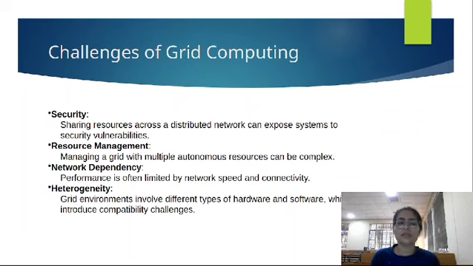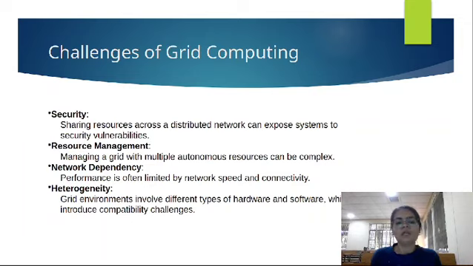Challenges: the challenges are 4. The first one is security. Sharing resources across a distributed network can expose the system to security vulnerabilities. Means if one task is distributed among various machines, then the task is divided, and there can be security breaches. If the security is breached, then it is highly vulnerable. And resource management: managing a grid with multiple autonomous resources can be a complex task, because we have different machines in which the task is performed.